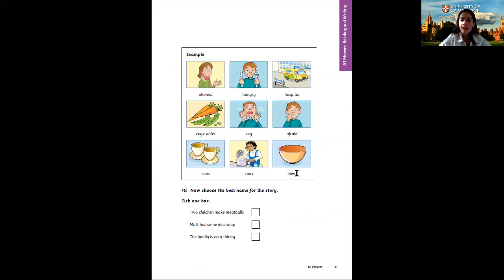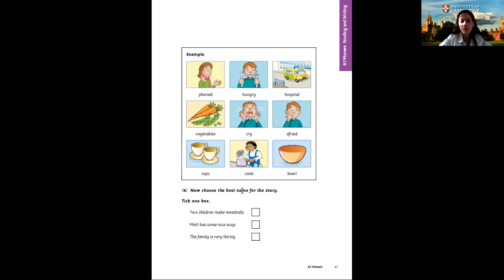Also, my suggestion is to be careful when you copy, okay? When you copy the word in the text, do it correctly, okay? And at the end, the last question of this part asks you to select the best title for the story, okay? All the exams are going to be the same in the third part, okay?